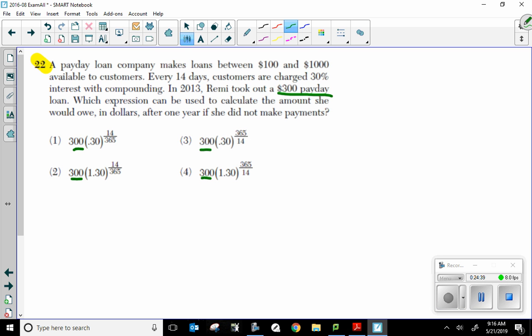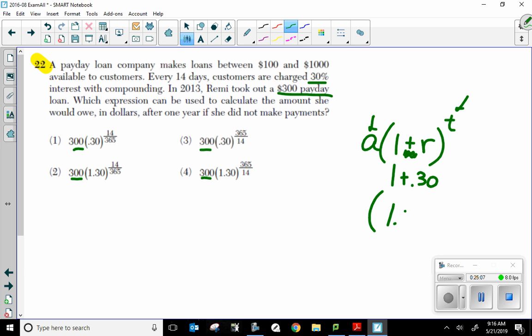So I can't cross anything out. Customers are charged 30% interest. That means if I'm doing growth and decay, it's your initial amount times 1 plus or minus your rate, to the time, which is generally in years or whatever increment that is. All right, she's obviously going to pay back more money than she borrowed, so the rate is going to be added. 1 plus 30%, in your parentheses should be 1.30, okay? So no, it's choice 2 or 3.